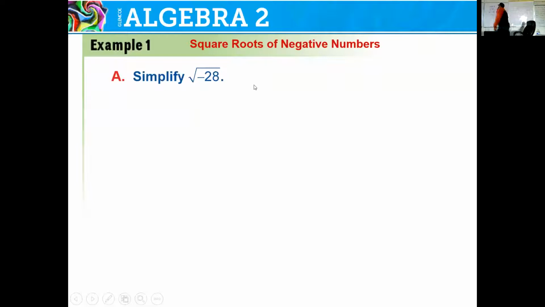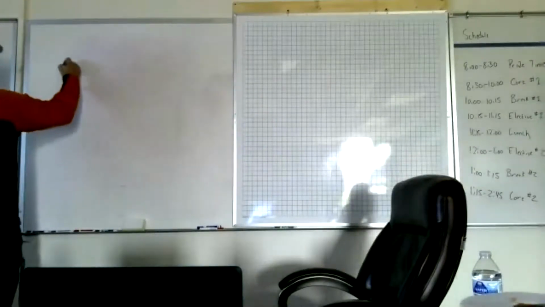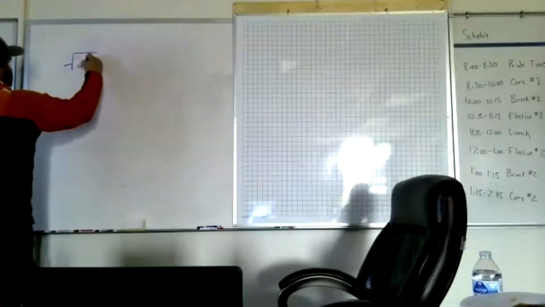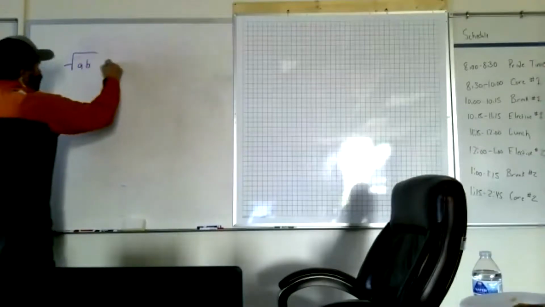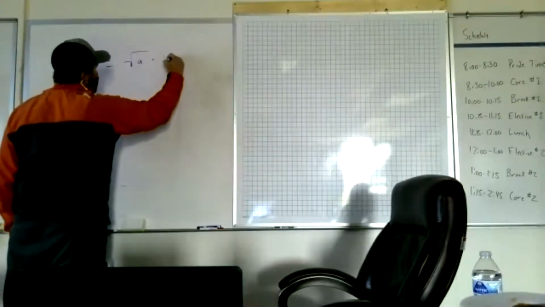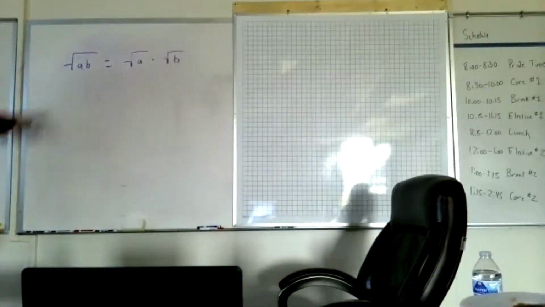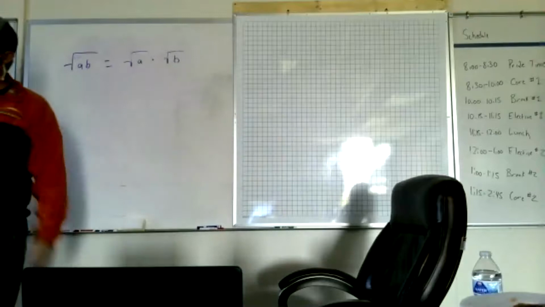All right. Portions of this section are going to ask you to solve square roots that have negative numbers. In order to do this, what we need to realize is that you have a product property of radicals. The product property of radicals states that the square root of a term AB can be broken down into the square root of A times the square root of B. It allows you to split numbers. This is because we're looking for exact numbers. We don't want decimals when we're doing this.